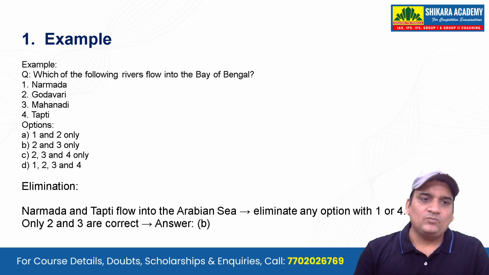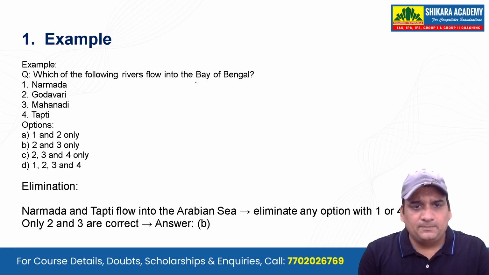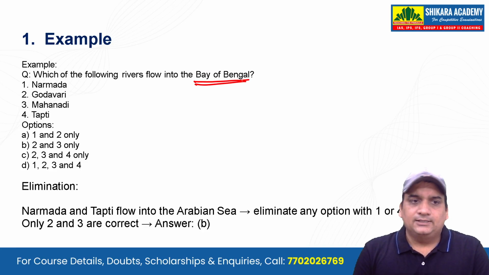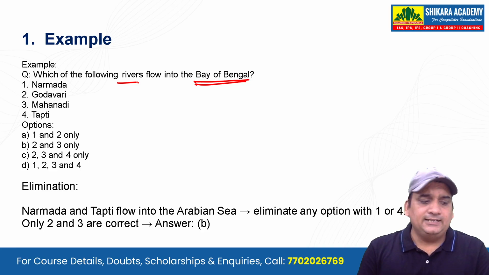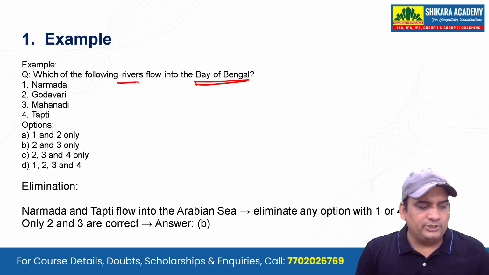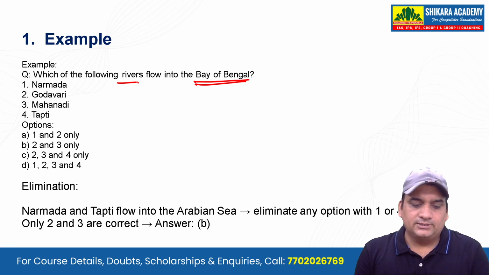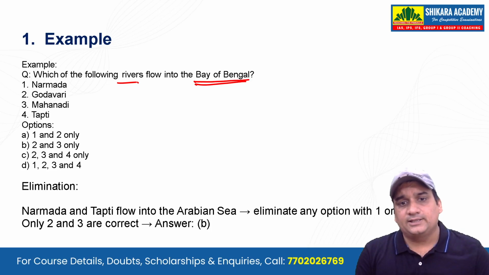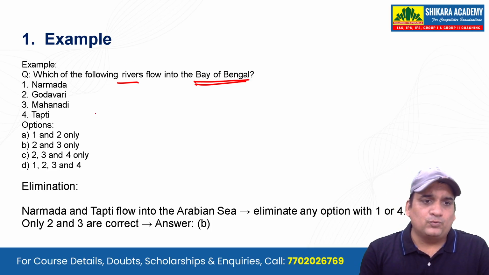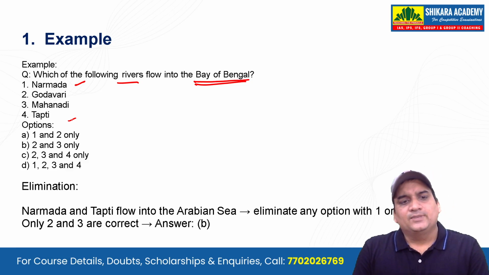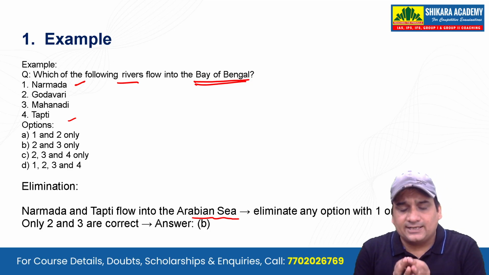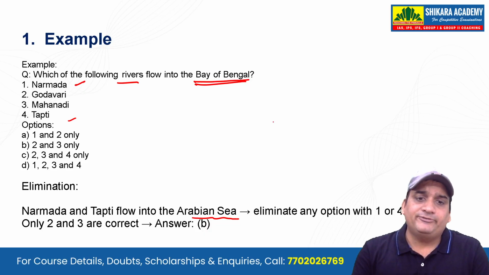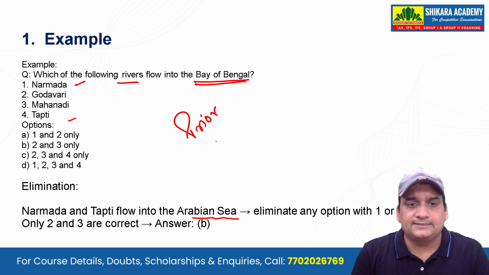Which of the following rivers flow into the Bay of Bengal? Now, you have 2 important points over here. They're asking about rivers, and they are also asking about rivers which flow into the Bay of Bengal. That is what they are asking about. So you must know one thing. You might have heard that the Narmada and the Tapti flow into the Arabian Sea. Now again, as I told you, the elimination technique will only come into play if you have some prior basic knowledge.